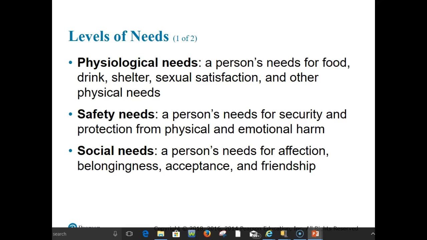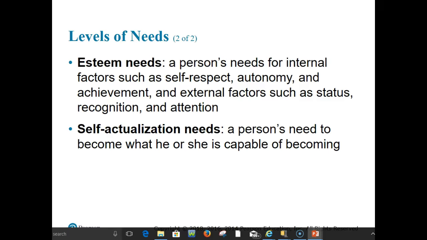So the esteem needs, and that's a person's need for internal esteem factors such as self-respect, autonomy, and achievement, and external esteem factors such as status, recognition, and attention. And then finally you have your self-actualization needs, and that's a person's need for growth, achieving one's potential, and self-fulfillment, the drive to become what one is capable of becoming, which is why it's at the top of the hierarchy.